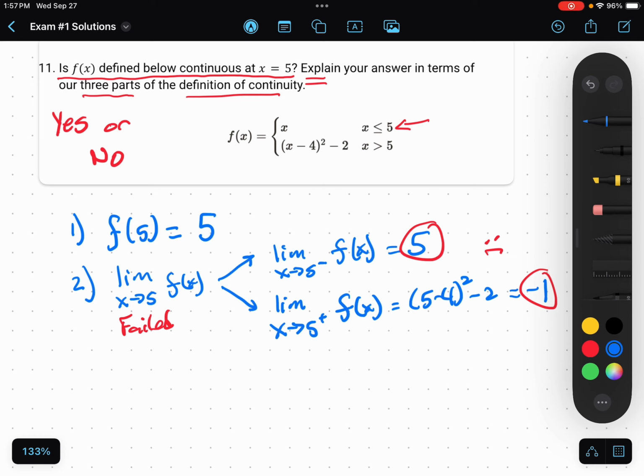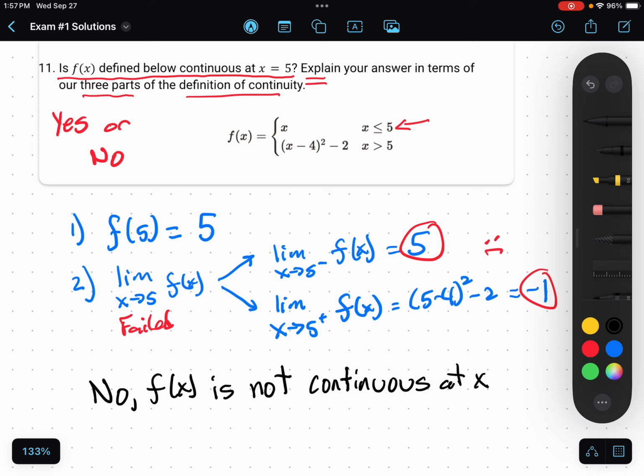So I would say something like, no, f of x is not continuous, or you could say discontinuous, at x equals 5. And this math that we did explains why we said no. If you did the math and just wrote no, I'd be able to figure out what you're talking about. The bottom line is the 5 and the negative 1 are different. So there's a jump here, and this function is not continuous.